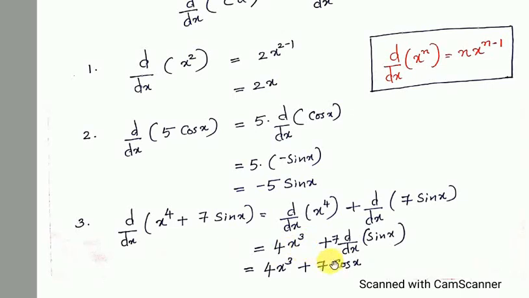4x cube plus d by dx of 7 into sin x. 7 is a constant, so we can take it outside. 7 into d by dx of sin x. What is sin x derivative? Derivative of sin x is cos x.